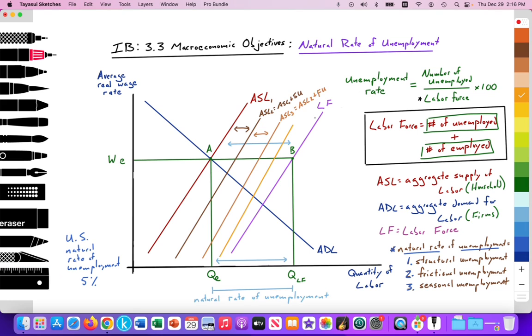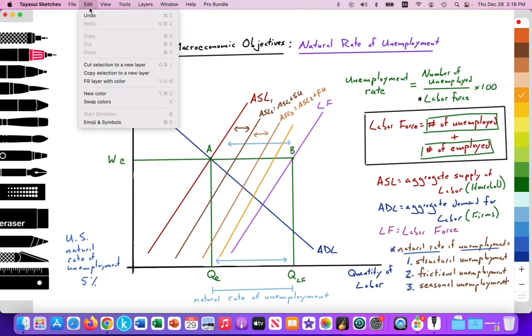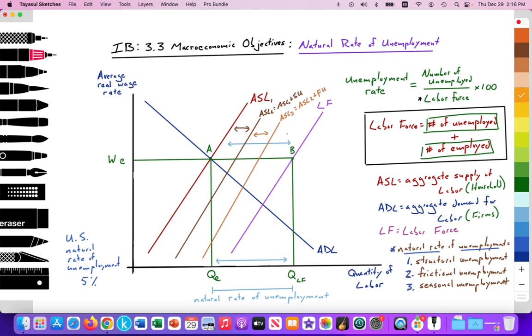So we'll call that, actually we don't need that line. And so the distance between here and here, the labor force is going to be equal to ASL3 plus the seasonally unemployed. Okay, very messy, but just to get the overall concept.